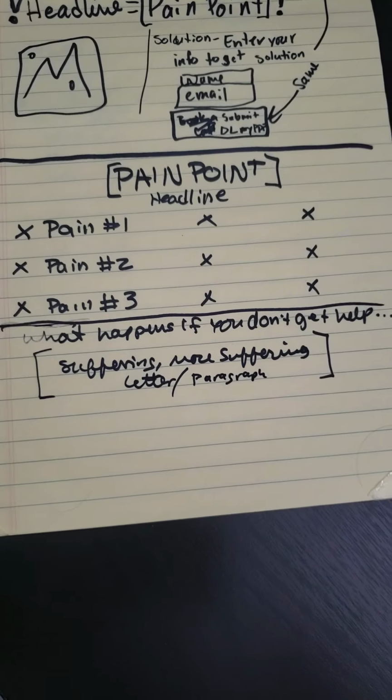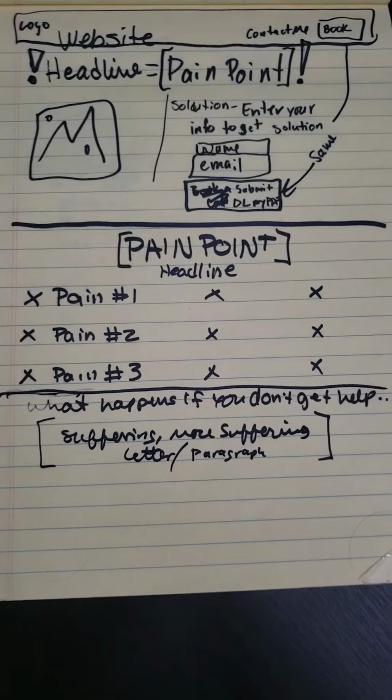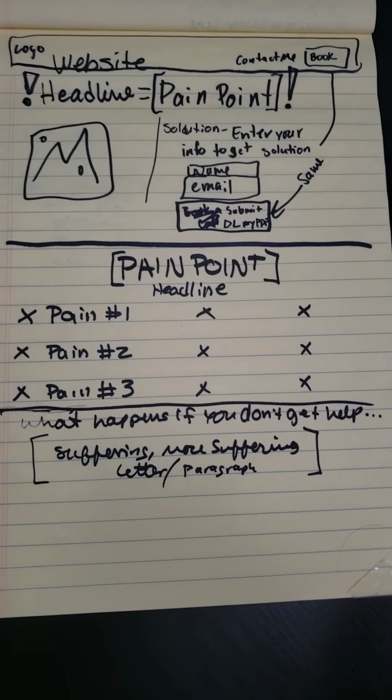And basically it's just furthering their relationship. And that's essentially part 3 of what you need to have on your website.